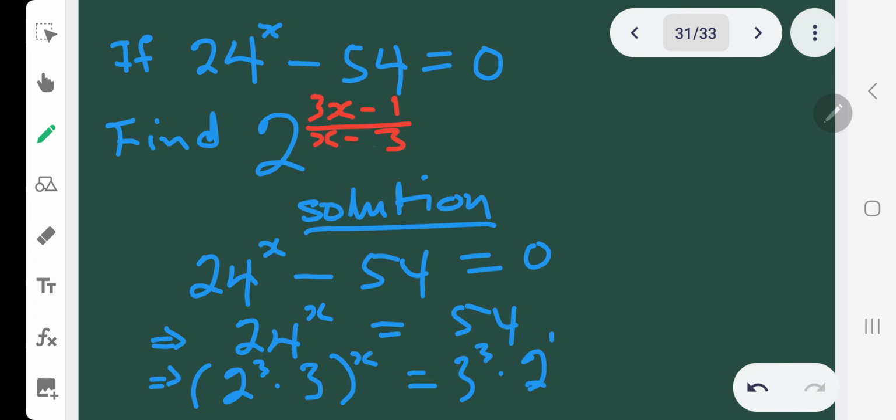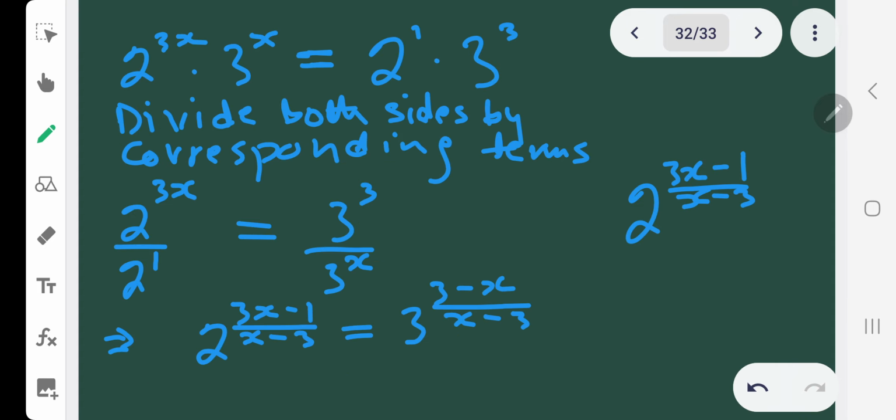So here, I have to write 24 in terms of prime factors, and I had 2 raised to the power 3 multiplied by 3, which will give us 24, and then all raised to the power x, because x was there already, and then it's equal to 54. Also, we put it in terms of prime factors. So here we have 3 raised to the power 3 multiplied by 2 raised to the power 1, which is the same as 54.